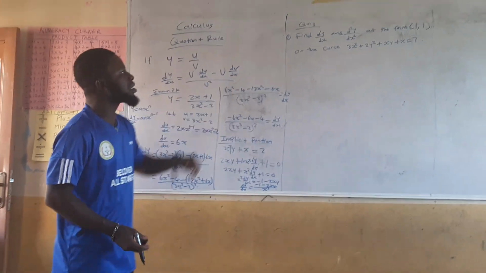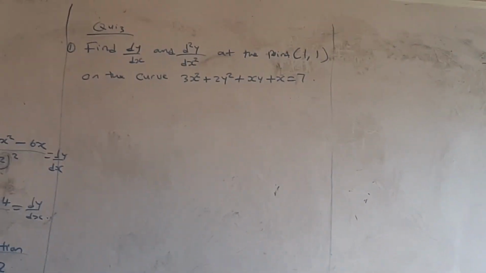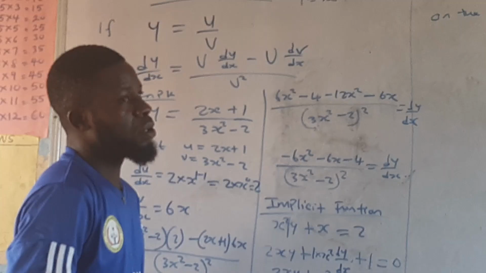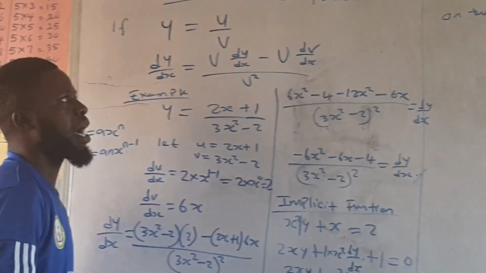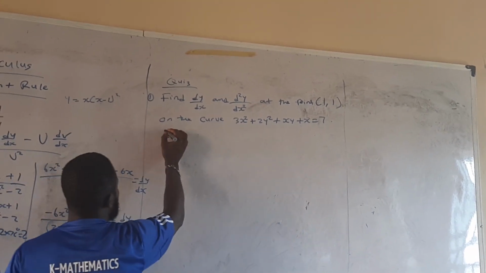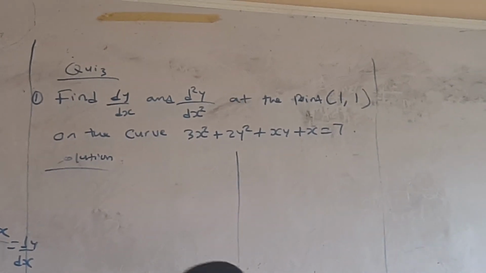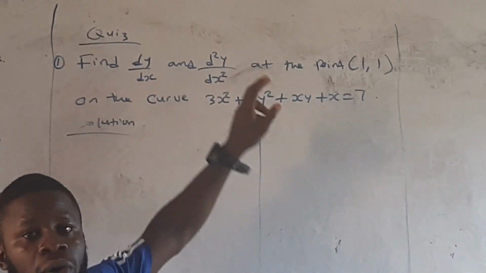Right now, this is the question that was given to them. So I'll first solve this first question, number 1. I'll solve it because this question involves both the quotient rule and implicit differentiation. Alright, so here is the question that we have, and I'll be solving it. We'll be using these 2 methods. So let's go into the solution. Let's divide this into 2. We are asked to find the first derivative and also the second derivative.